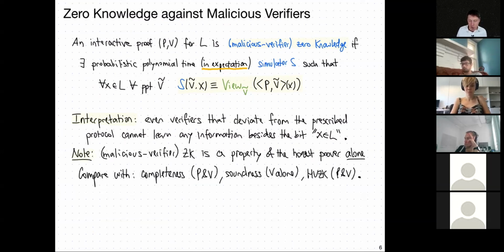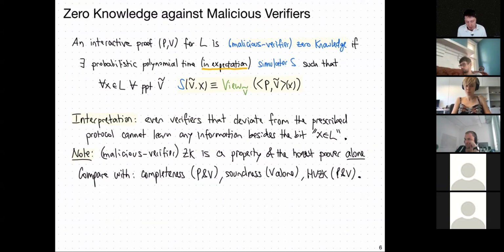Now that we are quantifying over all malicious verifiers, zero knowledge becomes a property of the honest prover alone, right? The honest prover does not have to trust the verifier to behave, but merely has to ensure that it follows its own instructions. And malicious verifier zero knowledge will make sure that its privacy is protected, okay?